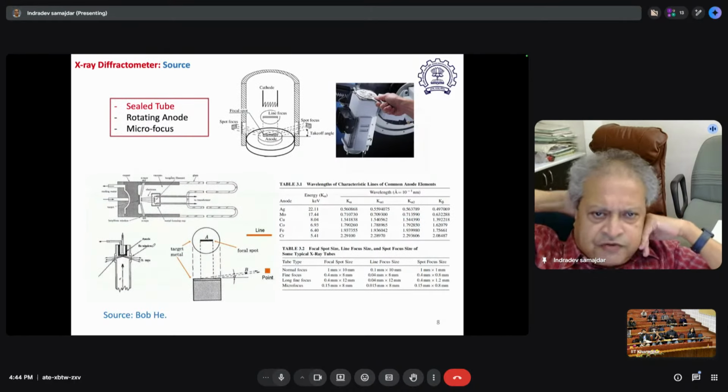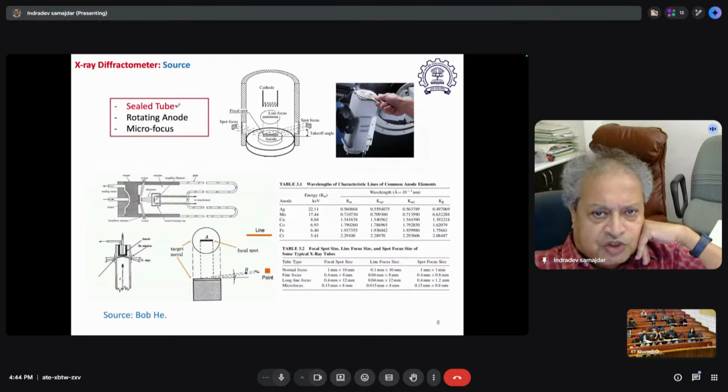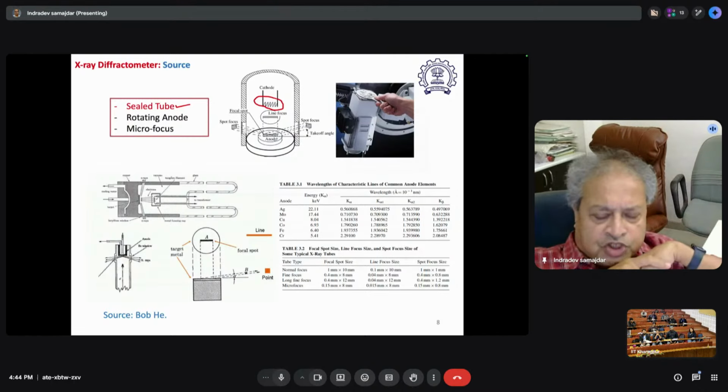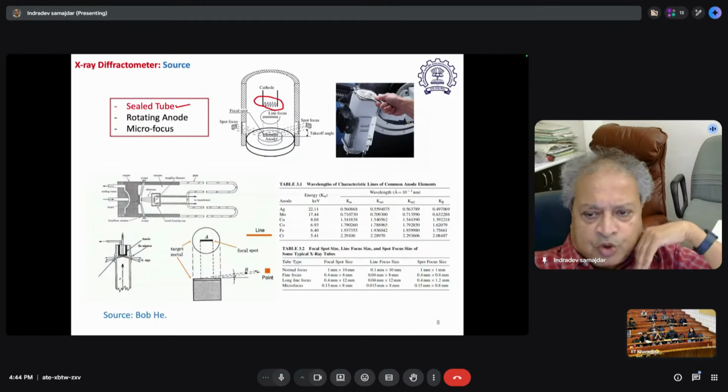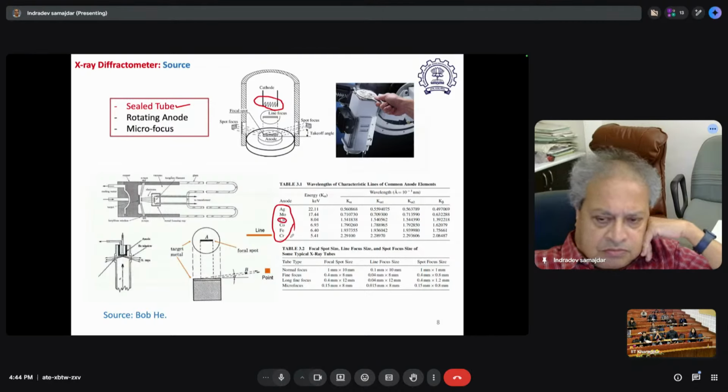There are different X-ray sources. Cheapest, most popular is a sealed tube. So you have a cathode, just a coil which is sending electrons to the anode, which is copper or onward. Purity of any of these things. I personally run always with copper because I know the optics is all sensitive to copper.